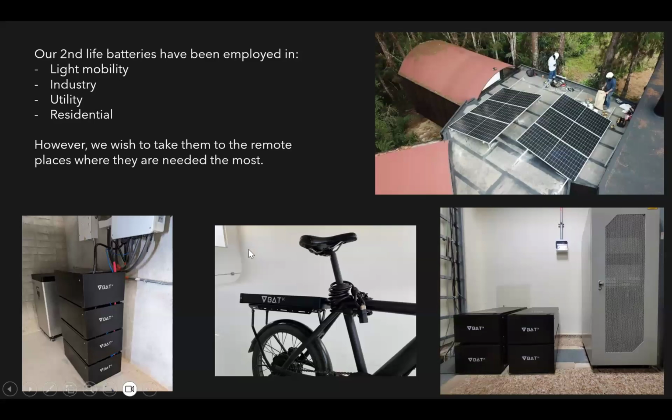These batteries can be used in a wider range of uses in mobility, in residential, in industry, and we have adapted them successfully to all types of very complex industries. However, our main goal is to also bring this energy to where it's needed the most. And that's why we're saying that it's not only in every life cycle, but it's in every life cycle for everyone. Next slide.